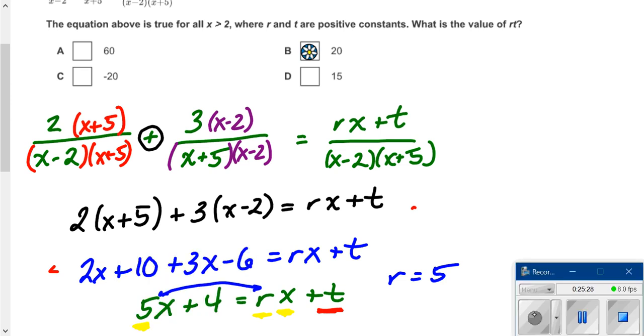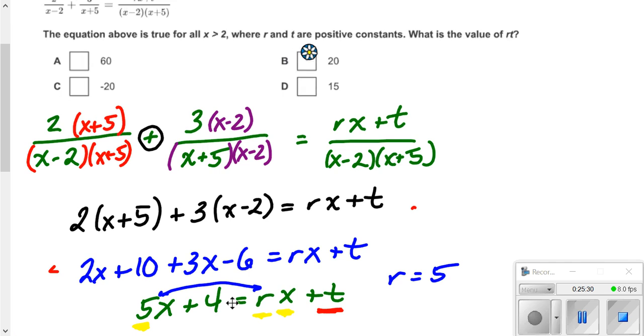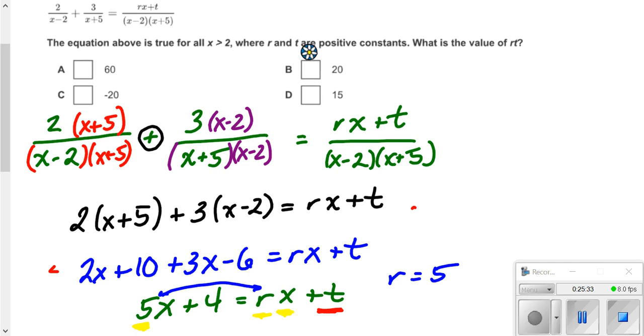Yeah, so T doesn't have an x with it. So T must be this 5 over here. Sorry, I'm having all these technical difficulties with the bottom of this slide. Okay, so T equals 4. And the question was, what is R times T? R times T is 5 times 4, which is 20.